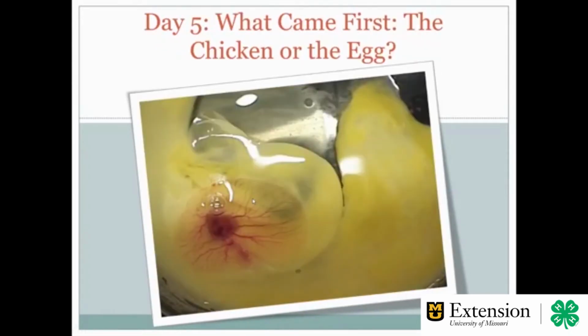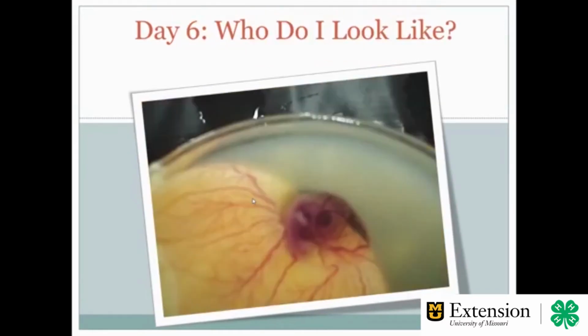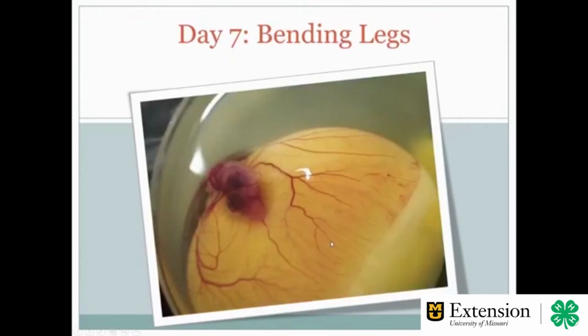Day 5, the reproductive organs begin to form, differentiating male from female, and the bones of the legs begin to form. Day 6, the beak becomes visible and the ribs begin to appear. Again, here's that wing bud that we talked about earlier, starting to form. There's the eye, and the beak is starting to form on day 6.